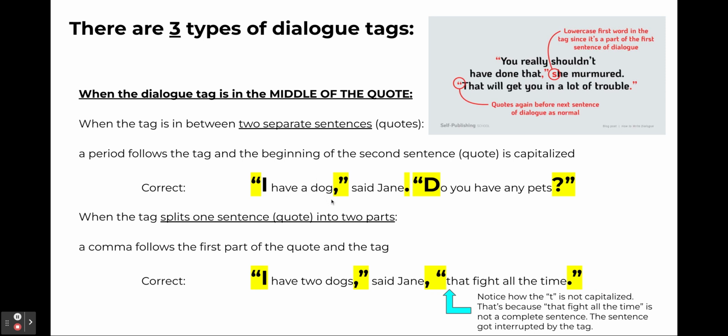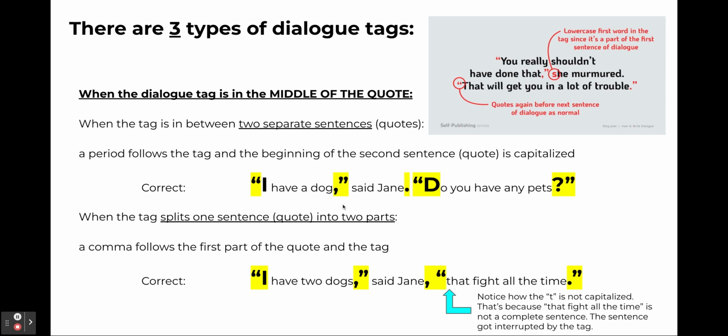"I have a dog," comma, right? Quotation marks because she's saying this out loud. "I have a dog," said Jane, period. "Do you have any pets?" So you can see that we are breaking up her dialogue into two separate quotes. And this is something that authors and writers can do.